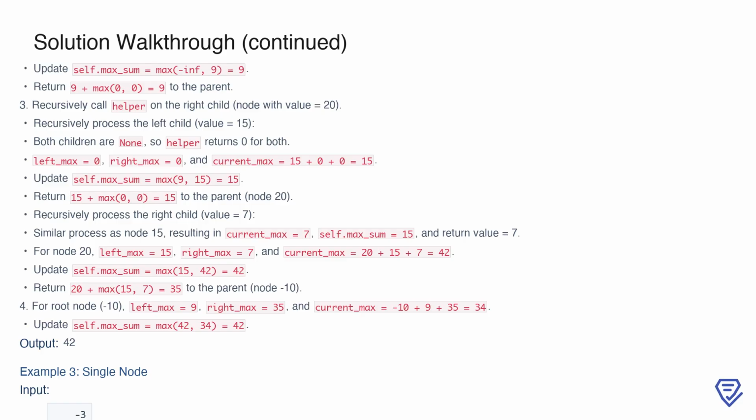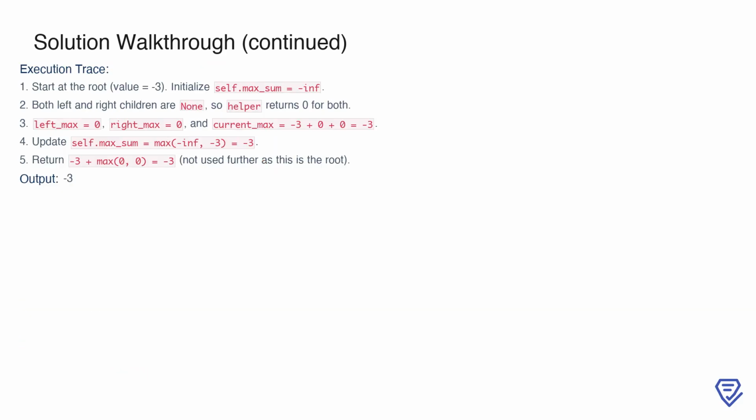However, self.max_sum remains 42, as it is the maximum path sum encountered. The output for this example is 42. Finally, we consider the third example, which is a simple tree with only one node, having the value -3.